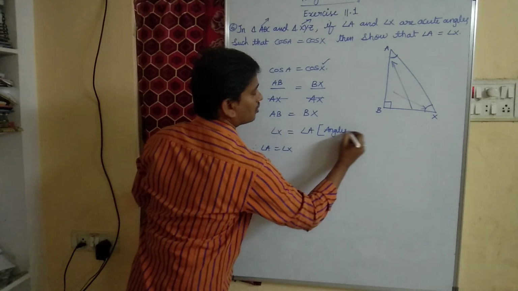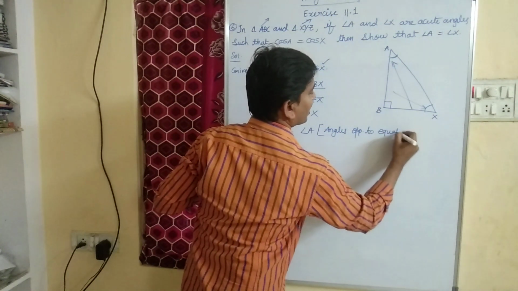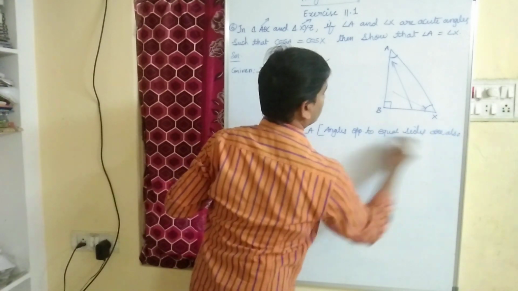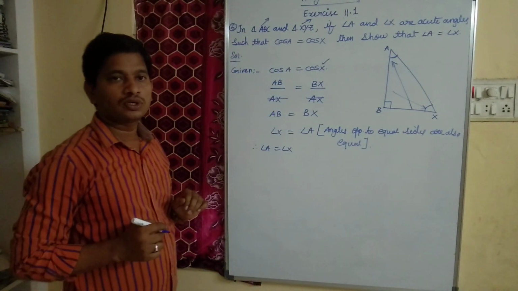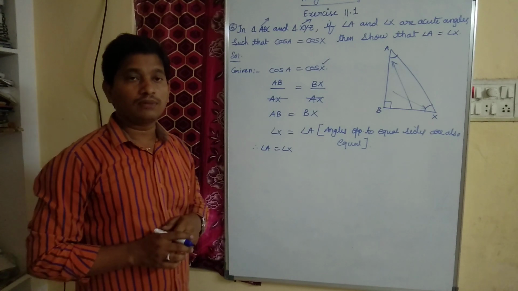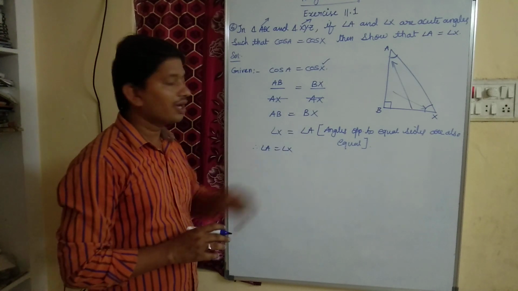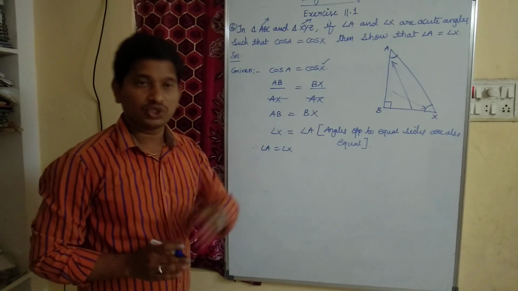Angles opposite to equal sides are also equal. So go with this method. This is an easy method. If you go with the textbook problem, example problem method, it takes long time. Okay, this is the easiest method. I hope you understood the sixth question, which is a tricky question, right?